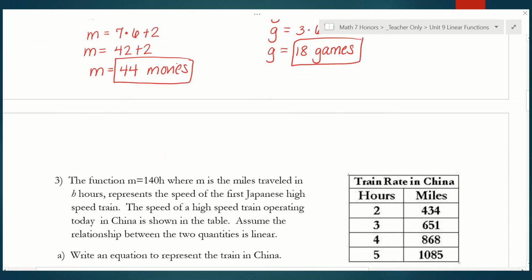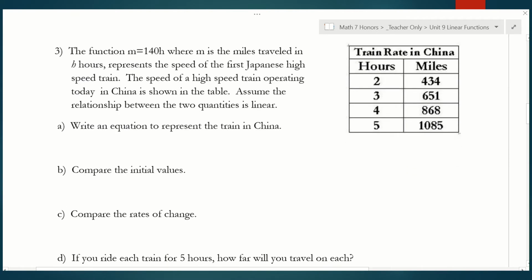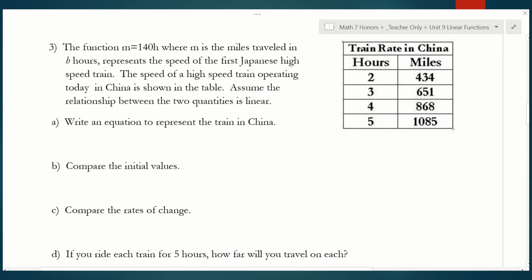Okay, for number 3, the function m equals 140h, where m is the miles traveled in h hours, represents the speed of the first Japanese high-speed train. The speed of a high-speed train operating today in China is shown in the table. Assume the relationship between the two quantities is linear. Okay, so we're given the equation for the Japanese train. Looks like that. And what we're being asked to find is the equation for the Chinese train. And we're going to use the table to get that information. So again, we need two things.